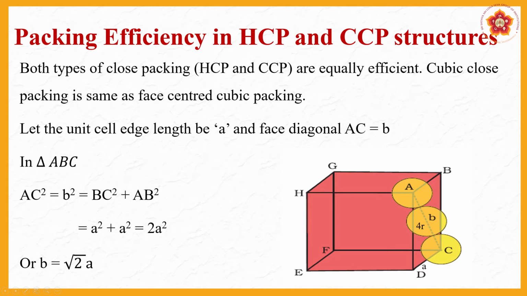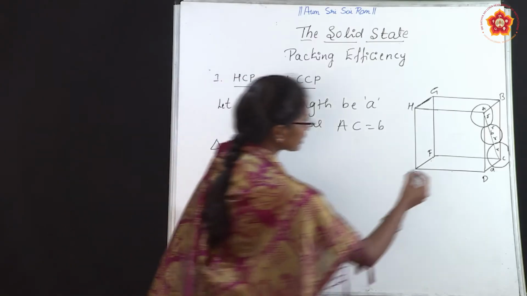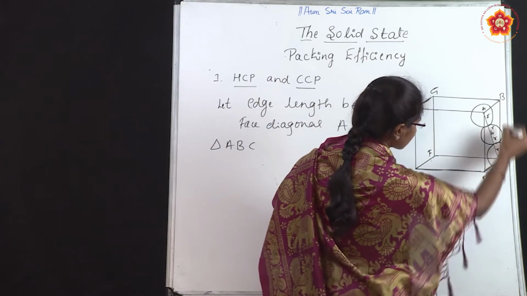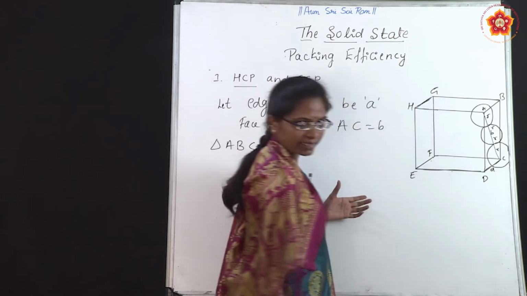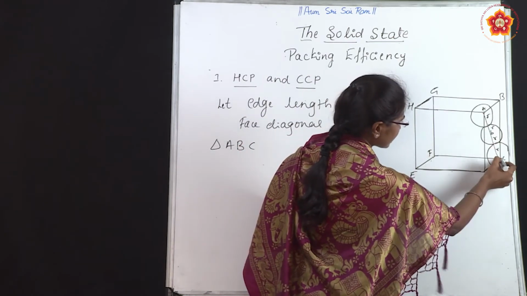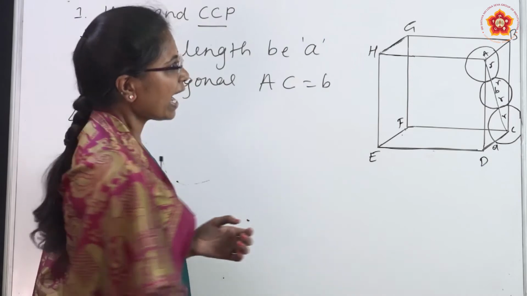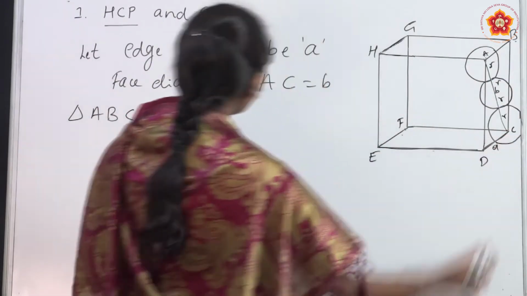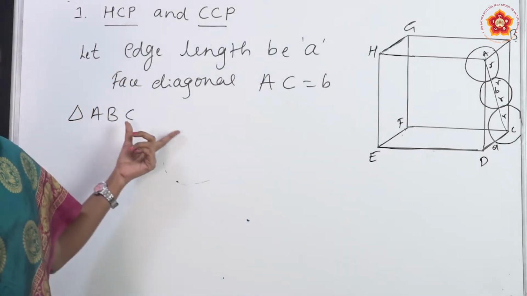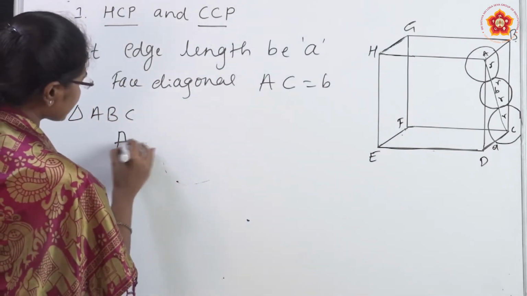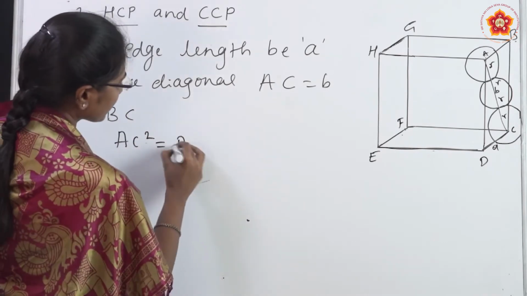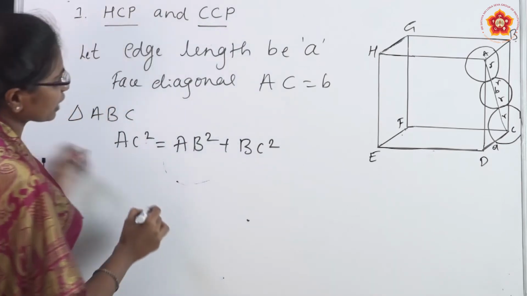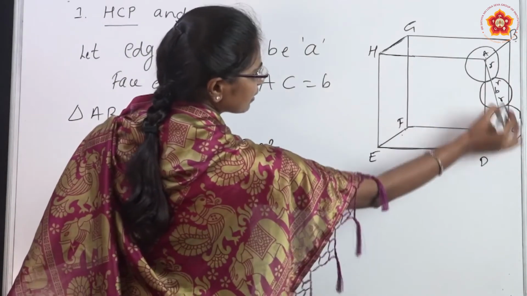You can see here this is the edge length, and this is also edge length, and this also, just consider edge length is A. This is the diagonal AC, that is B. Consider triangle ABC and apply the Pythagoras formula: AC square is equal to AB square plus BC square. AC is the B value.